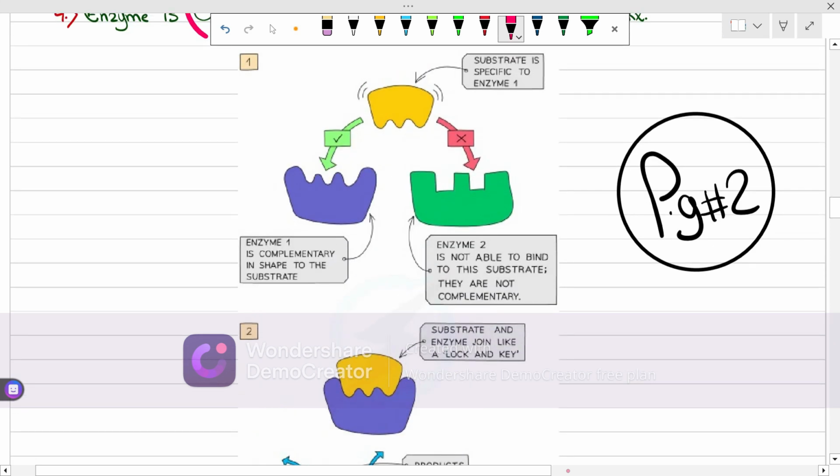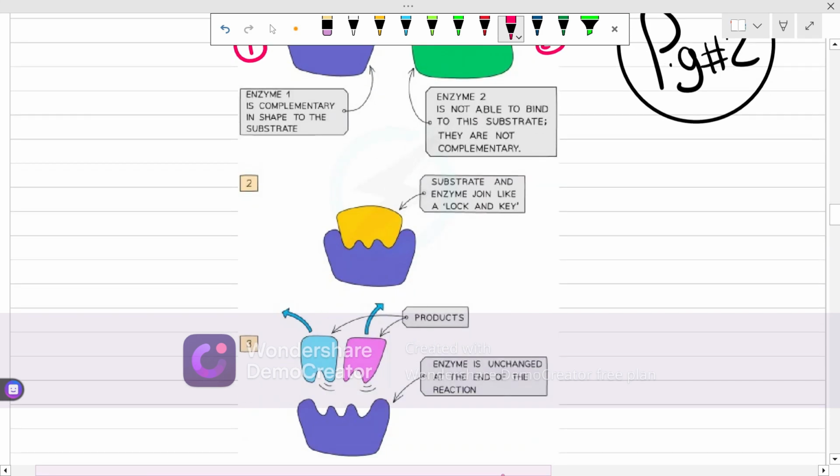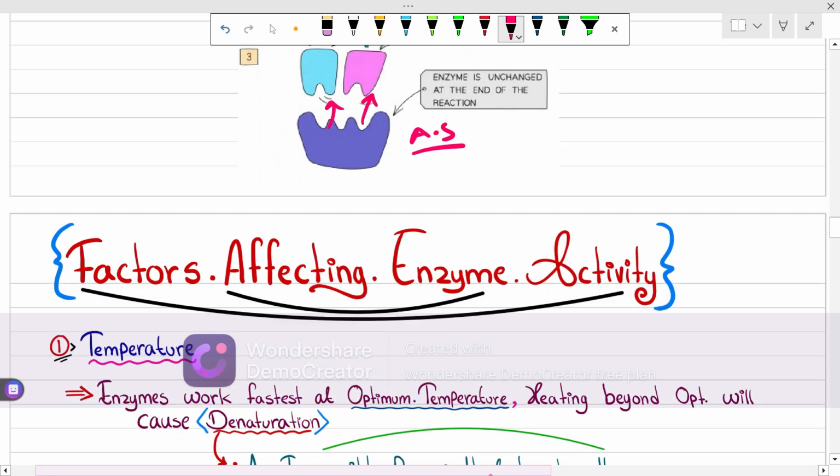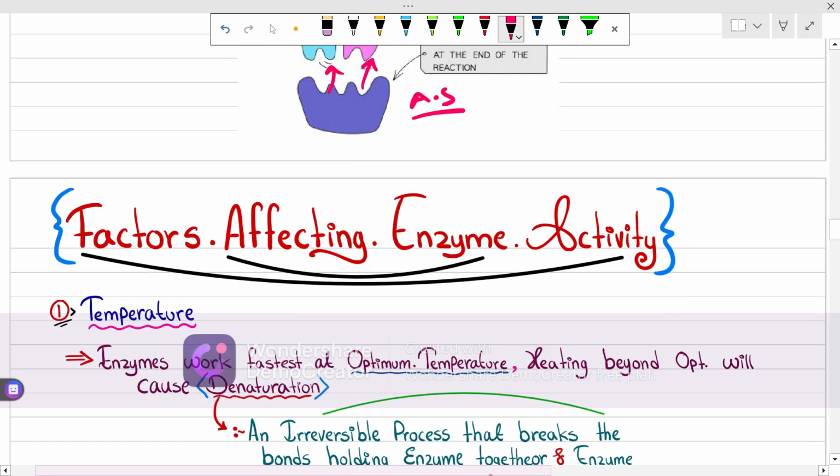So here we have two enzymes, enzyme 1 and enzyme 2. Enzyme 2 is not complementary in shape to the substrate, but enzyme 1 has an active site that is perfectly complementary in shape to fit the substrate. So enzyme 1 and the substrate collide and join together to form an enzyme substrate complex. After this, a reaction takes place where the enzyme catalyzes the substrate and releases the product from the active site directly. And in the end, the enzyme is unchanged and moves on to catalyze further reactions.